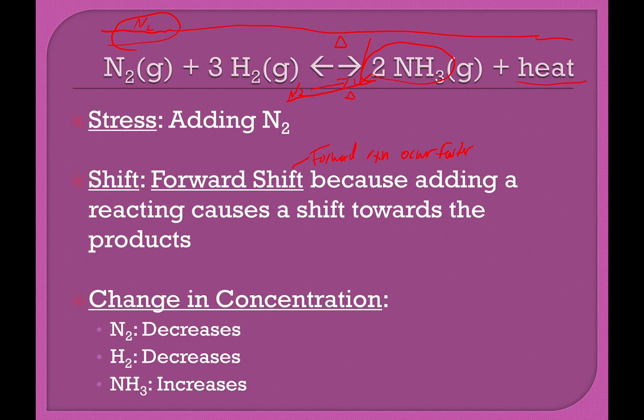Now when we shift to the right, what happens? Well, we're going to use up N2 and we're going to use up H2 to form more NH3. So the concentration of nitrogen will decrease, the concentration of H2 will decrease, and will produce more ammonia.